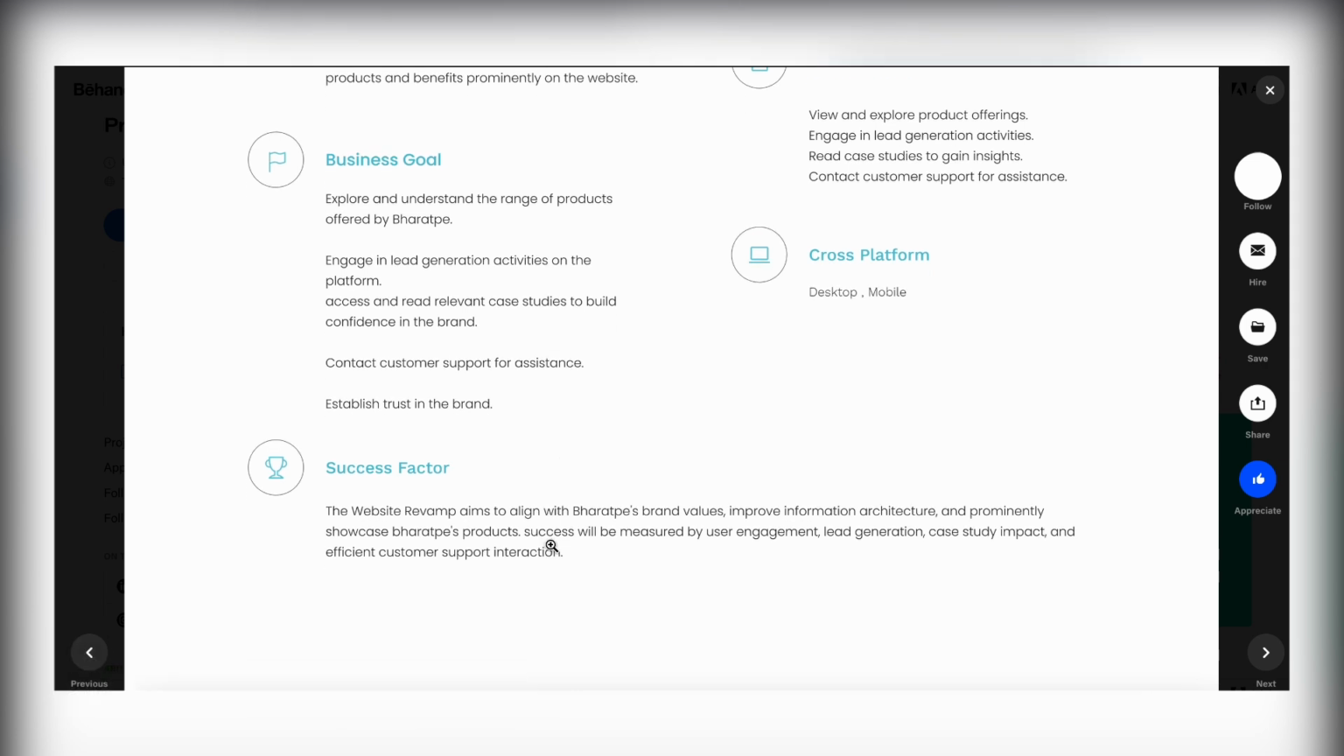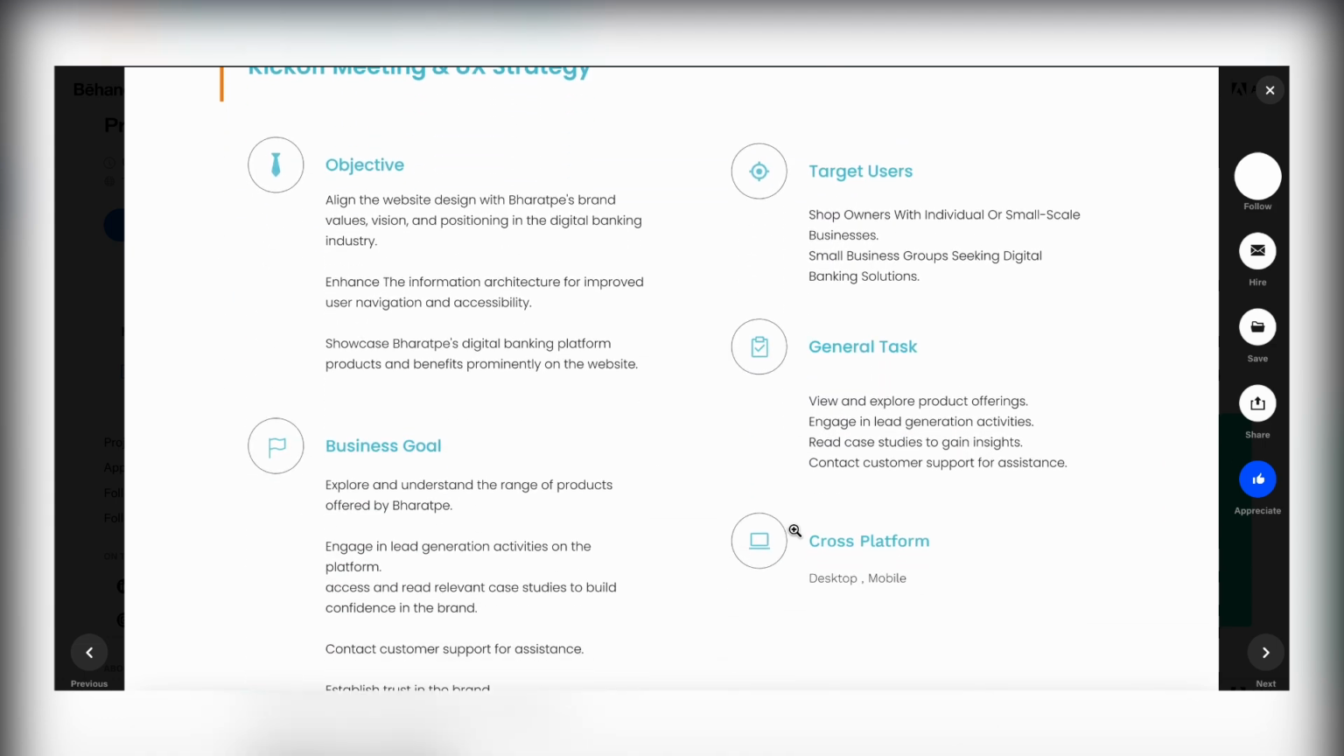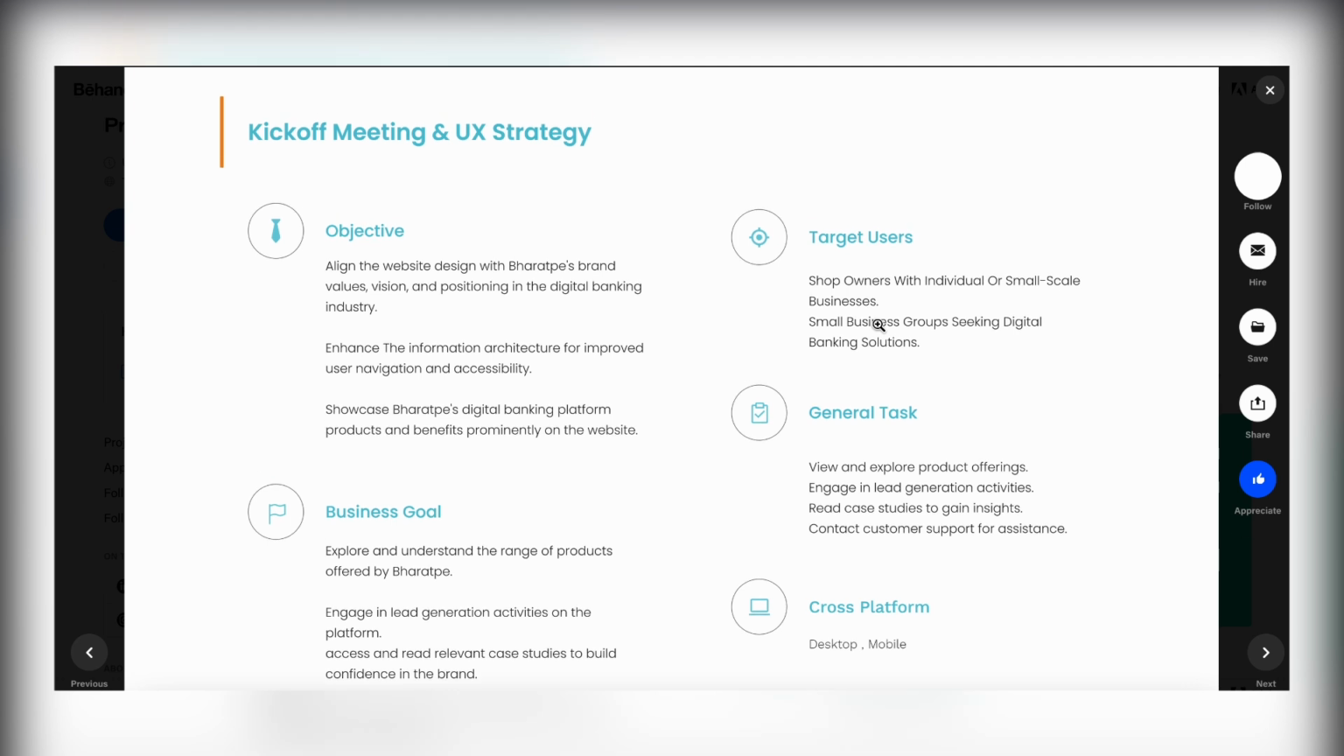So right now over here he said success factor will be measured by user engagement, lead generation, case study impact, efficient customer support interaction. But again, these are very high level. Okay, user engagement, what does that mean? Click-through rate is a metric. Add to cart is a metric. Now this is not an e-commerce website, but I'm just giving you an example here. So think of a very specific metric that you are chasing, or do you want to improve the usability in the sense, are there some blockers or some friction on the website that you want to fix?